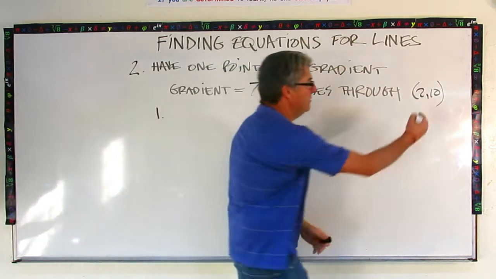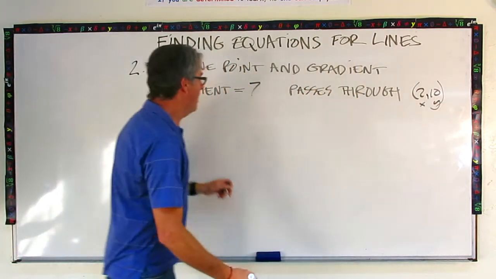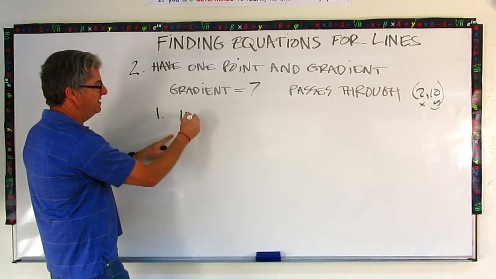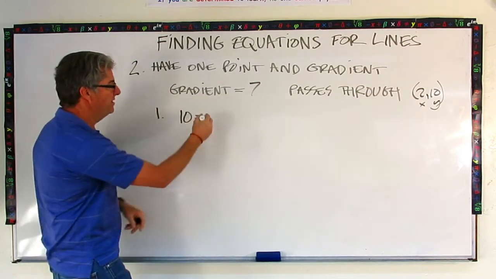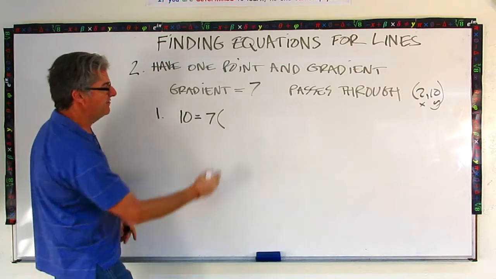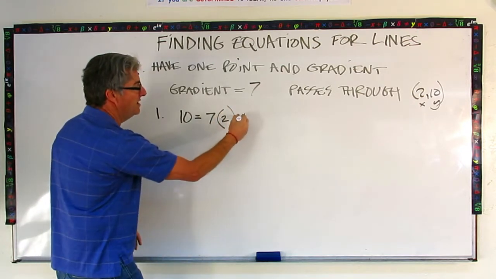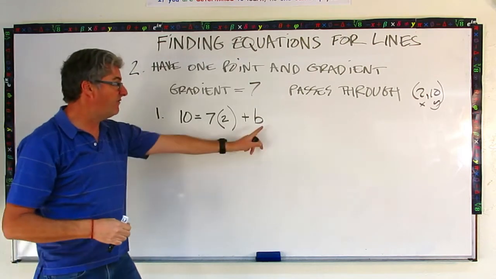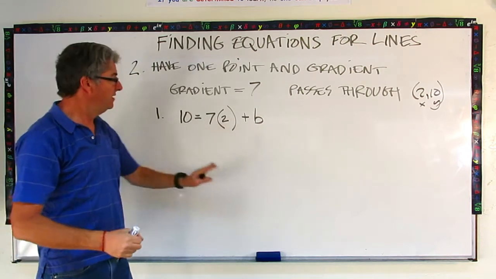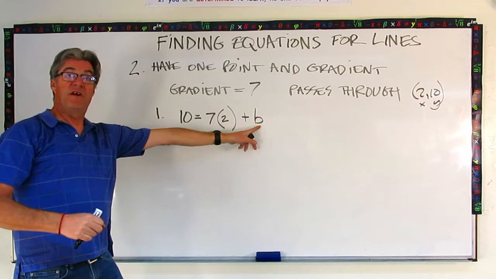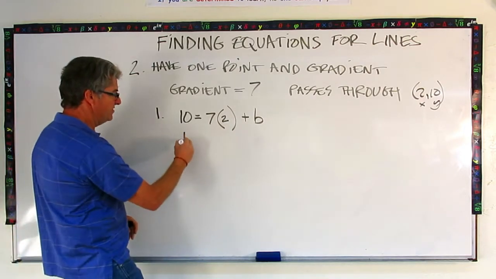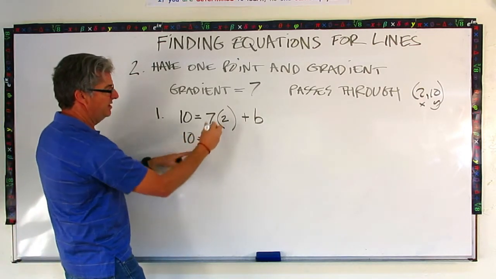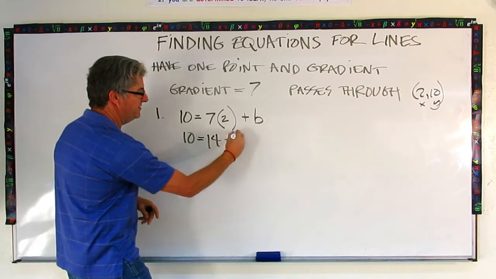So y, remember this is xy, the y value is 10, equals the slope, 7, times the x value, which is 2, plus our b, which we don't know. Remember, the first step here is to find out what the y-intercept is. Now we have this equation: one variable, everything else is known. Let's finish her up. 10 equals 14 plus b.